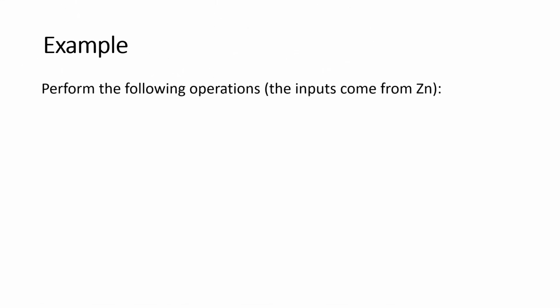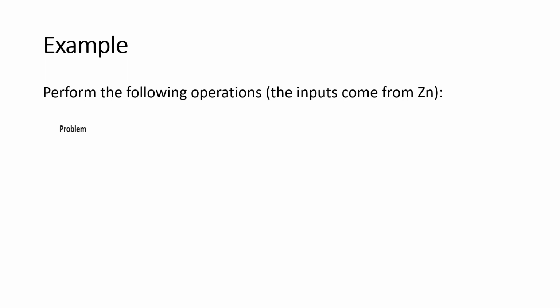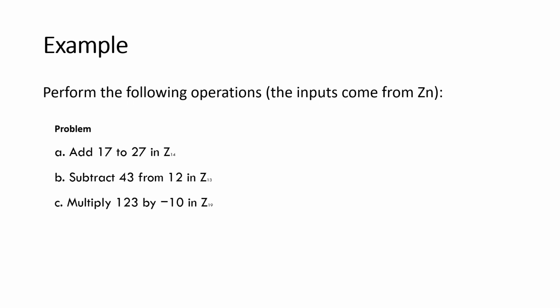Example. Perform the following operations. The inputs come from either Z or Zn. A. Add 17 to 27 in Z14. B. Subtract 43 from 12 in Z13. C. Multiply 123 by -10 in Z19. Solution. The following shows the two steps involved in each case.